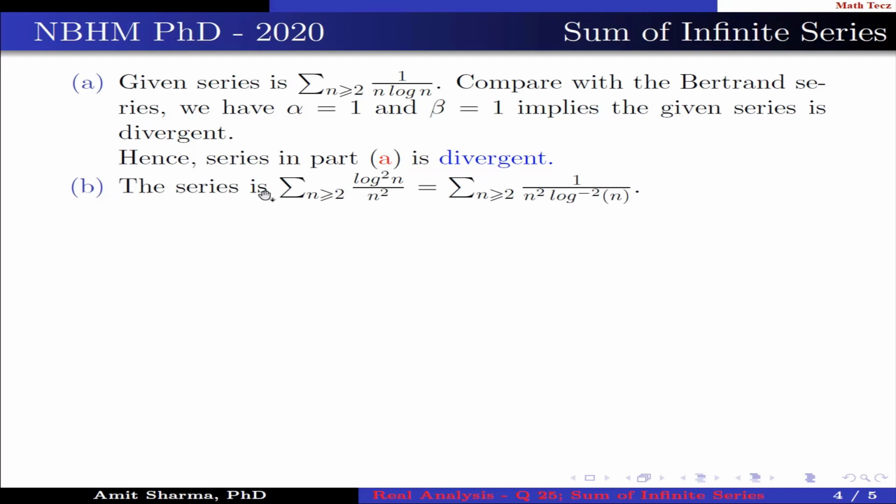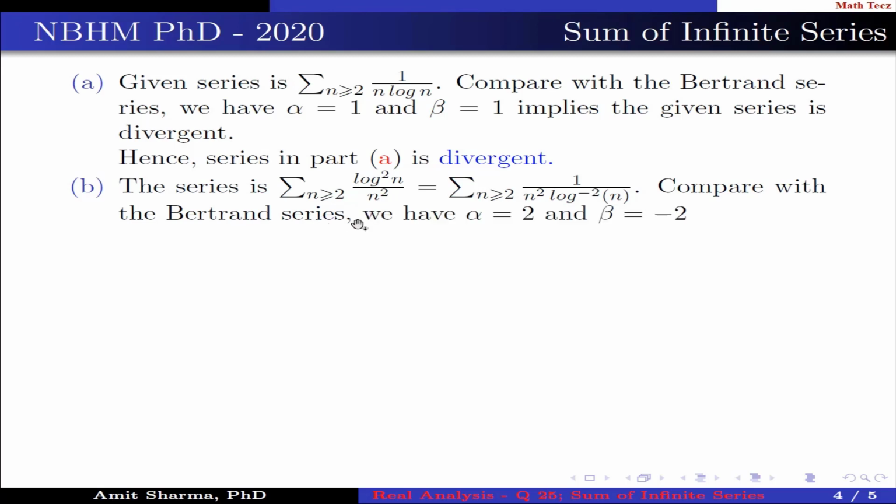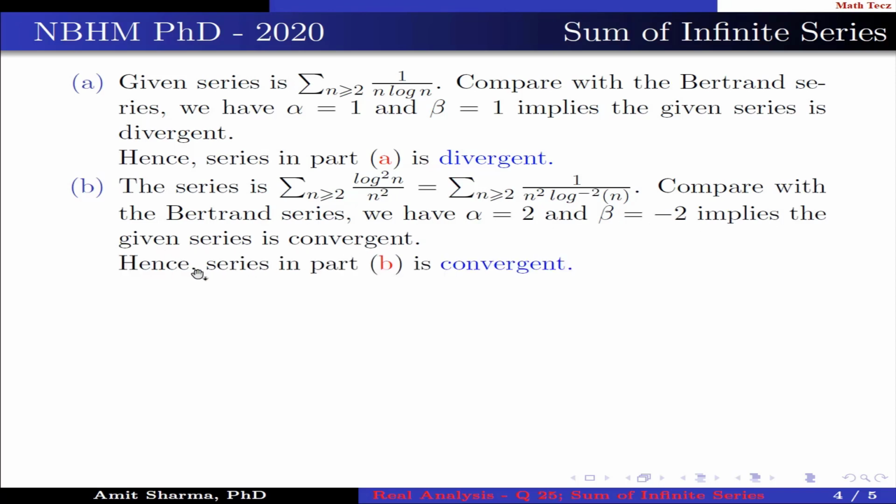Part B, the series is summation n greater than or equal to 2, log square n by n square, which is equal to summation n greater than or equal to 2, 1 upon n square log of n to the power minus 2. Compare with the Bertrand series. We have alpha equal to 2 and beta equal to minus 2. This implies the given series is convergent. Hence, series in part B is convergent.